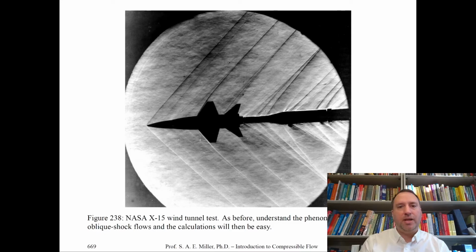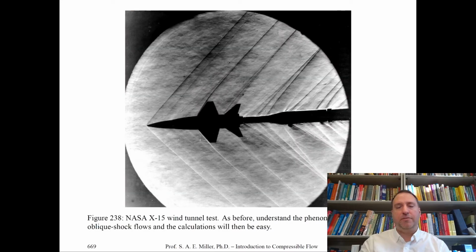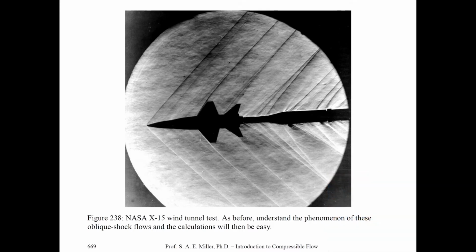Here's a more complicated case. In figure 237, we looked at a single oblique shock wave. In this figure, it's a famous figure. We see, in my caption I wrote, the NASA X-15 wind tunnel test. It's very interesting to look at the history of the X-15 program. The X-15 was an experimental aircraft developed by NASA, which was, of course, flown by the Air Force, and it had many famous test pilots, who became, of course, astronauts who landed on the moon.